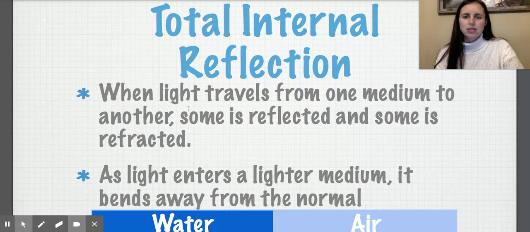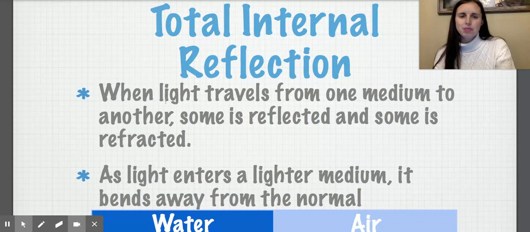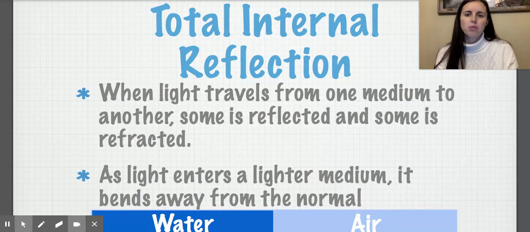So in our last lesson we looked at light moving from one medium to another. Remember, a medium was just something that light can travel through. So we were looking at light moving from one substance to another. For example, light moving from air to water and water to air. So when light travels from one medium to another, some light is going to be reflected and some light is actually going to be refracted.